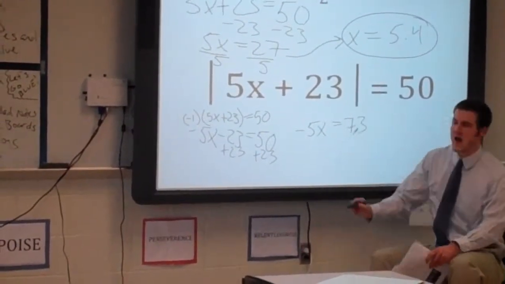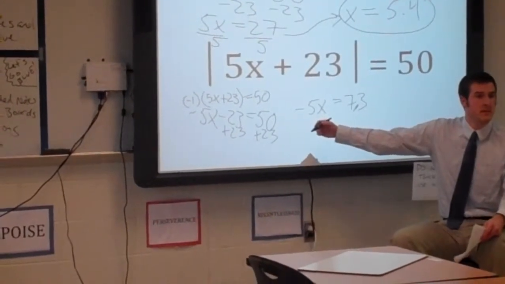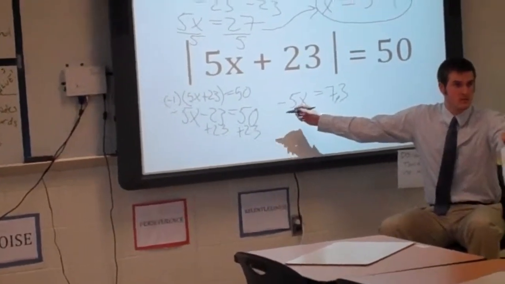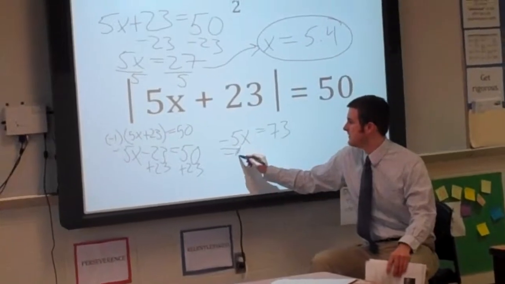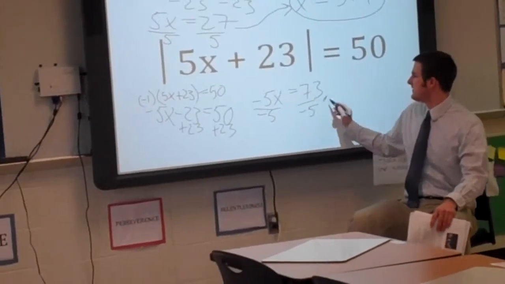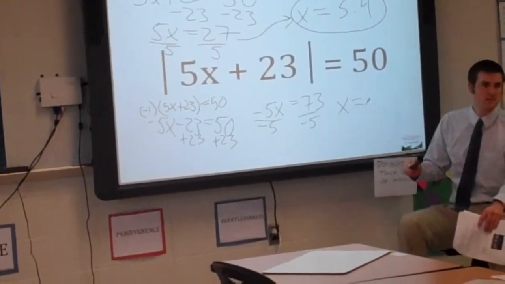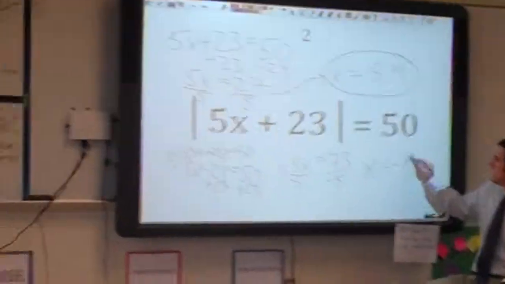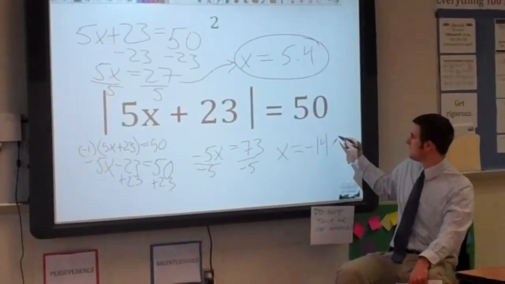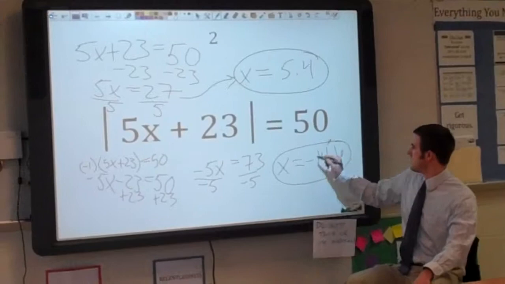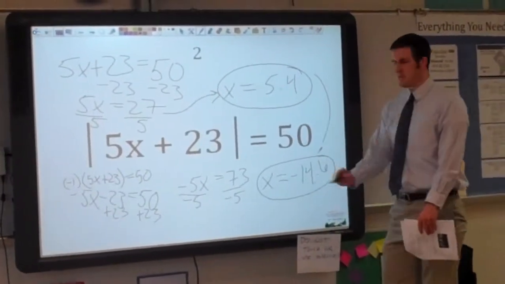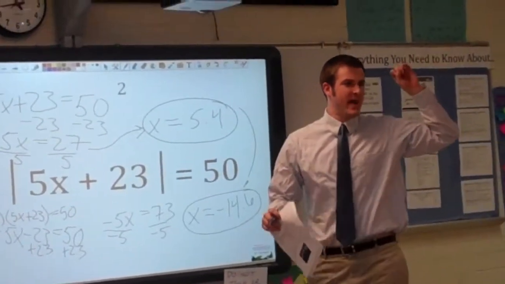So negative 5x is equal to what? 73. How do I get rid of that -5, Gabriel? Divide by -5. And what is that? Negative 14.6. So 5.4 and negative 14.6. 2 answers right there. Boom and boom. Absolute value. How many answers do you get with absolute value? 2.